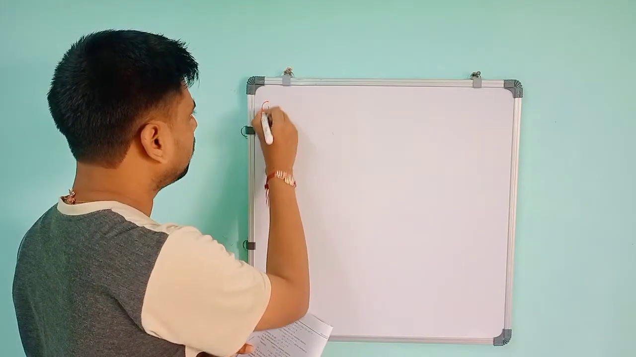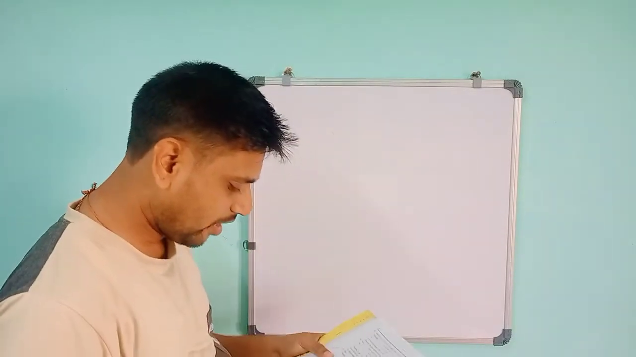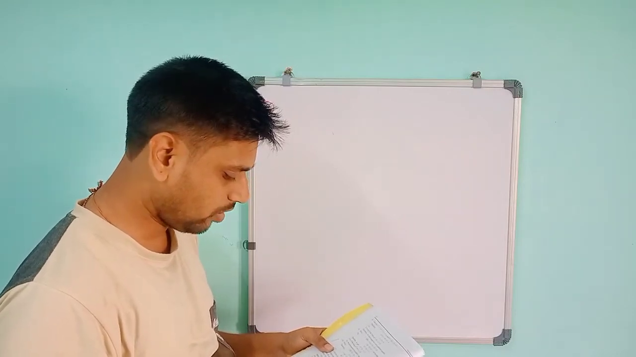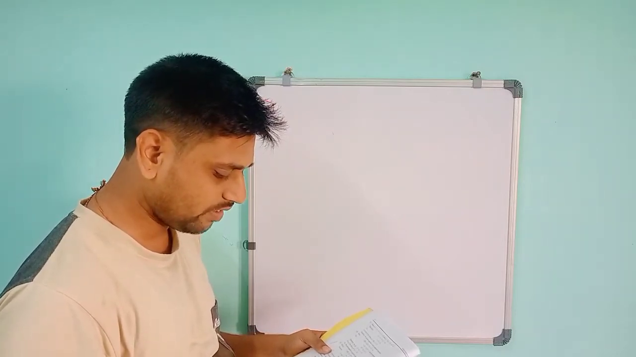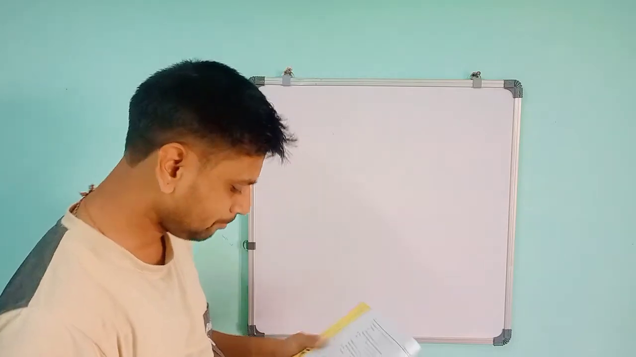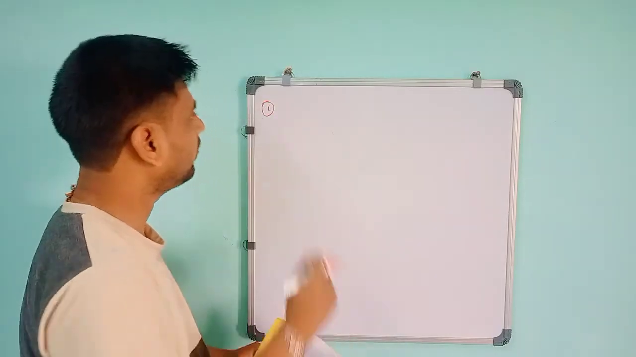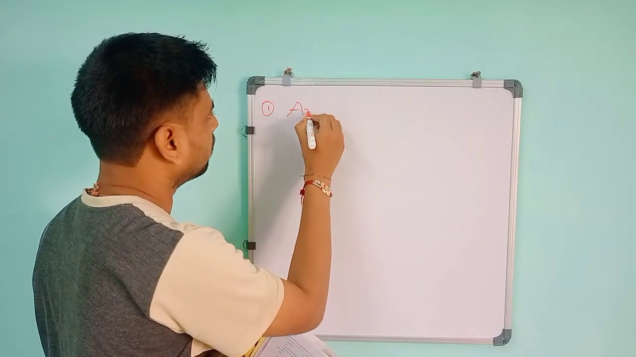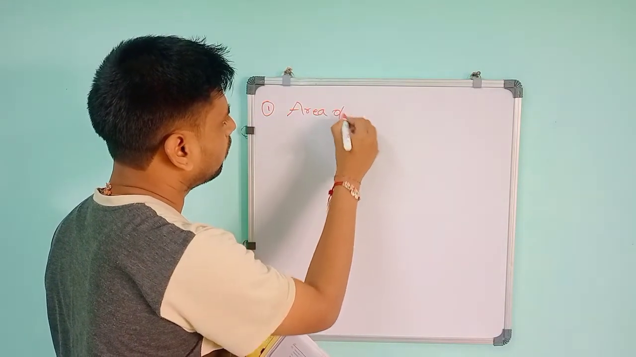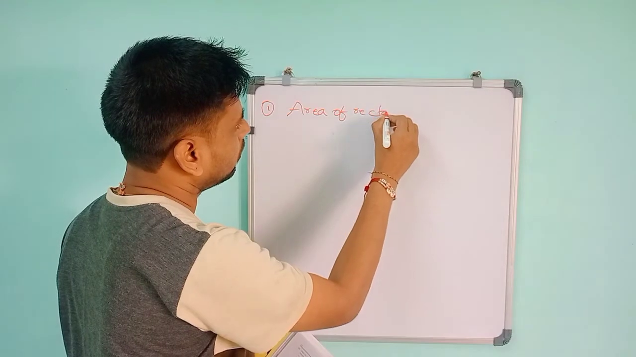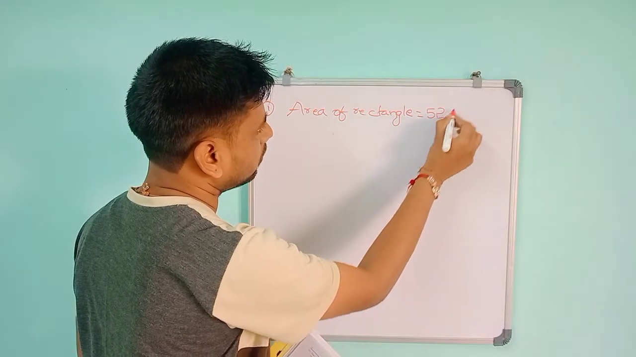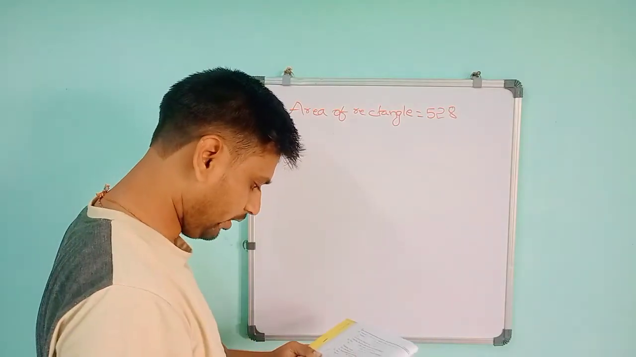So first one, they have given: the area of a rectangular plot is 528 meters square, and the length of the plot is one more than twice its breadth. We need to find the length and breadth of the plot. So for this, you have to write it like this. First one is the area of rectangle. Area of rectangle is 528 meter square.